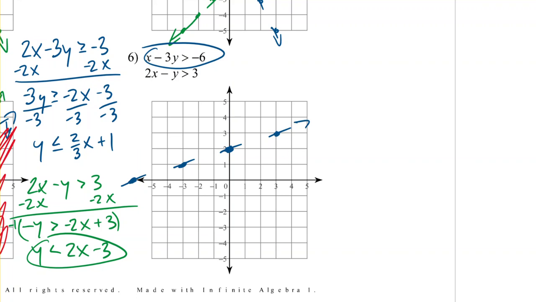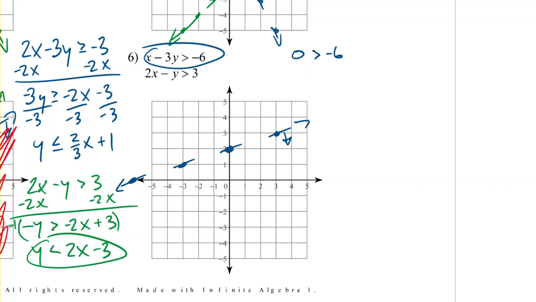Now, I didn't put this in slope-intercept form, so we need to do our 0 test, right? Is 0 greater than -6? Yes, 0 is greater than -6. Should we shade the yes side, right? We're plugging in 0, 0. That makes our whole left side 0. So yes, 0 is greater than -6.